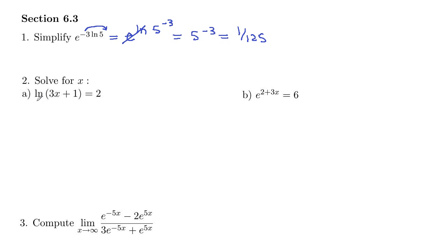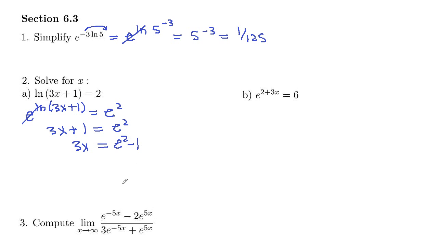For the log equation, you undo natural log with the natural exponential, so e to the natural log of 3x plus 1 will equal e squared. Then the exponential and natural log cancel, so we just get 3x plus 1 is e squared. And e squared is just a number, so now we'll solve for x. Subtract 1 on both sides: 3x will be e squared minus 1. Then divide by 3 on both sides. So your x is going to be e squared minus 1, over 3.